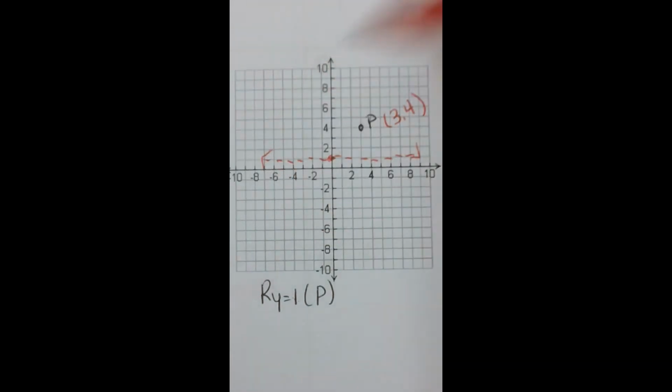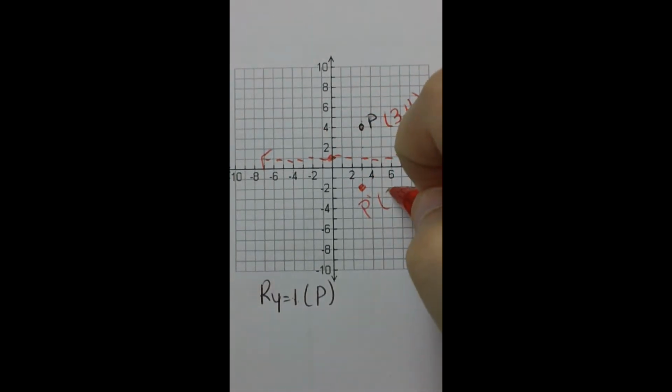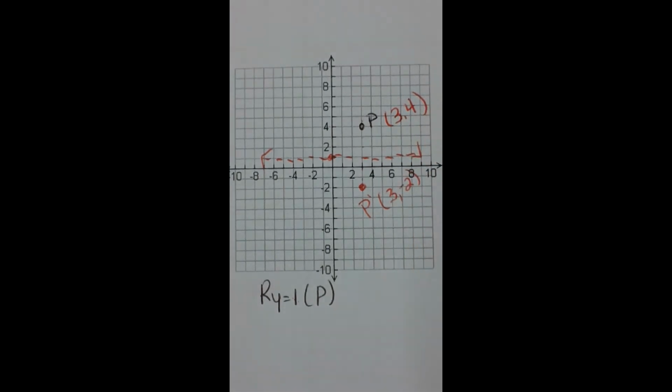Okay. And what a reflection does, it just simply flips it across that line, and it keeps the distance the same. So since P is 1, 2, 3 units above the line, then the reflection of it would be 3 units below the line. So 1, 2, 3. So our image would be at (3, -2). Okay? So that one's pretty simple.